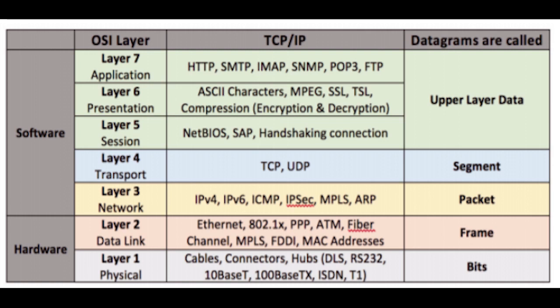Then the third layer is the network layer. This determines the path of the data packets. Data packets will be moving in a path, and this network layer will be determining the path of these data packets. This layer is responsible for the routing of these data packets using the IP address.